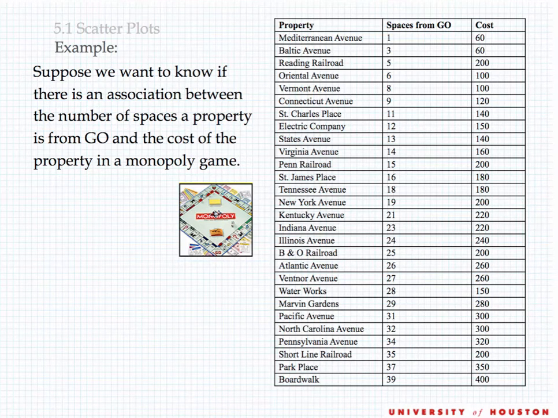Suppose we want to know if there's an association between the number of spaces a property is from Go on a Monopoly game board and the cost of the property in the game. So I'm going to enter spaces from Go as my explanatory variable, and cost will be my response.